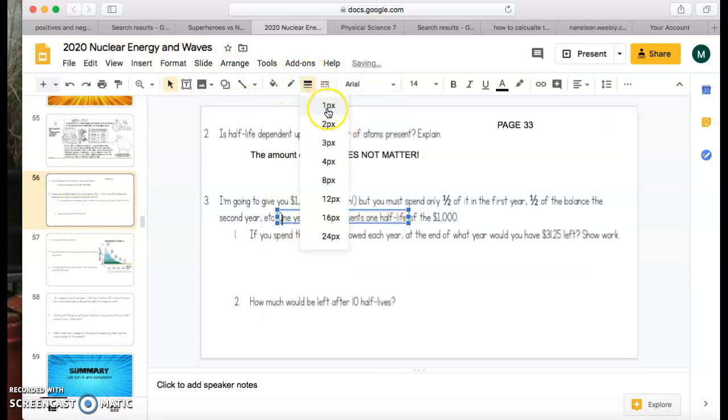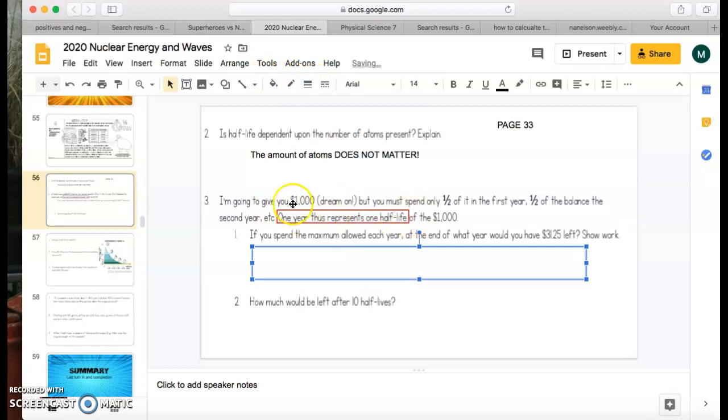So let me do this a little differently here so that you guys can see it. So I kind of highlighted in red so that you can see. So we want to know if I spend the maximum amount allowed each year, at the end of what year would I only have $31.25 left to live off of? Holy cow.